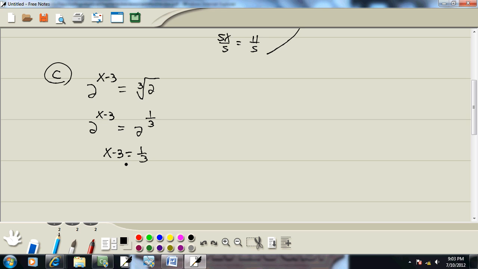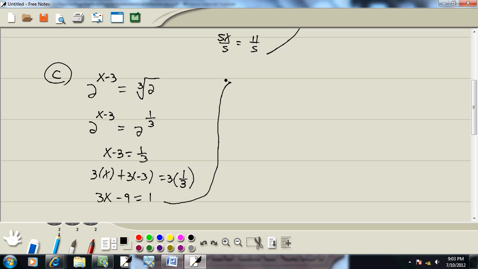First step, get rid of parentheses, don't have any. Second step, get rid of fractions. We do have a fraction. Multiply everything by the LCM of all our denominators. We only have one denominator, so that is our LCM. So we'll multiply everything by 3. When I do that, I got 3x. 3 times negative 3 is negative 9. And here the 3's cancel and leaves me 1.